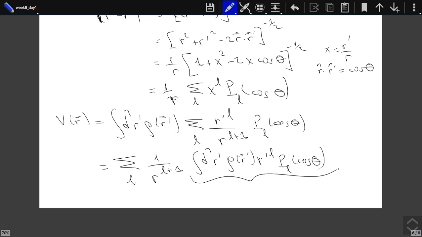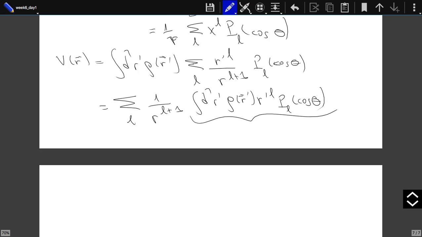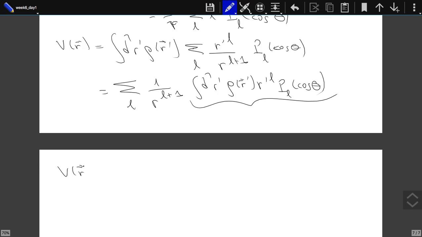If you write it explicitly, let's say a couple of terms, V of r is equal to, if you look at the L equal to 0 term, 1 over r, the integral of d cubed r prime, rho of r prime, times r prime to the L with L equal to 0. P_0 of cosine theta is just 1. So the integral is just the integral of rho. But this is nothing but the total charge. This is called the monopole.